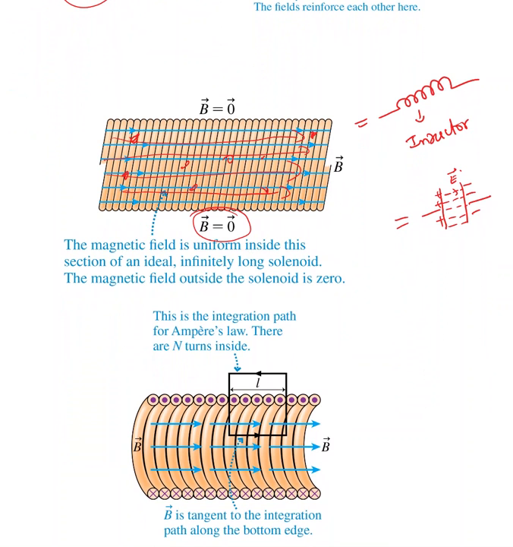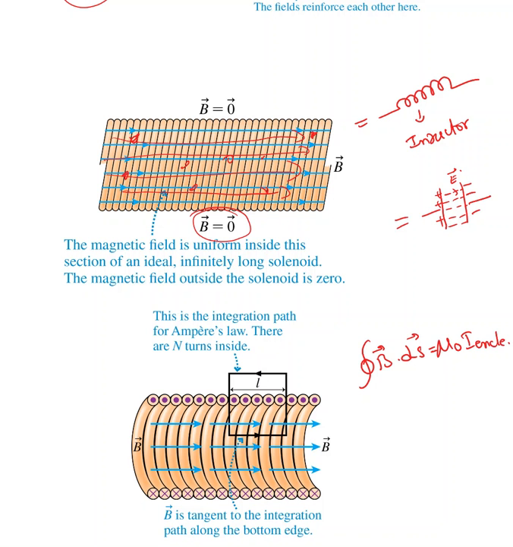Now my goal is finding the magnetic field strength inside this solenoid or inductor. I can use Ampere's law. I posted a couple of videos about Ampere's law. Please watch them. So what is Ampere's law? The closed integral of B dot ds equals mu naught times I enclosed.